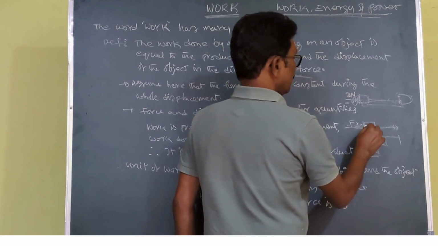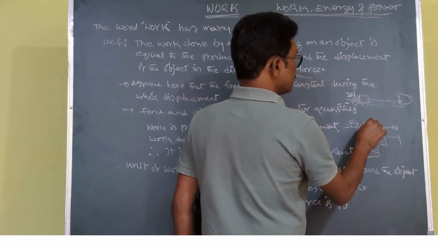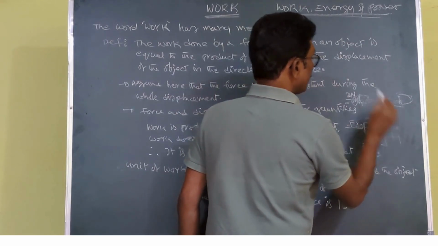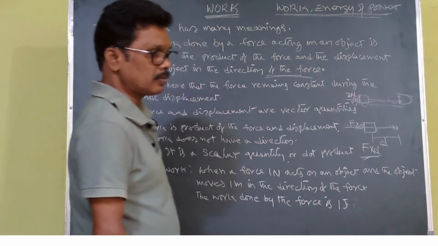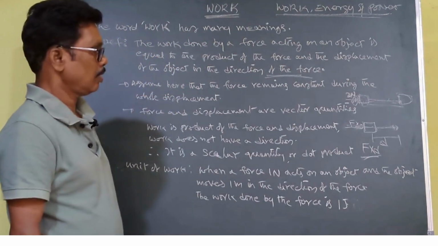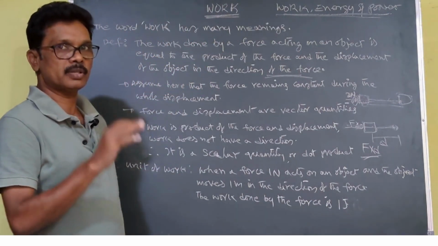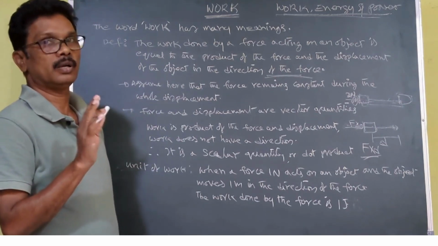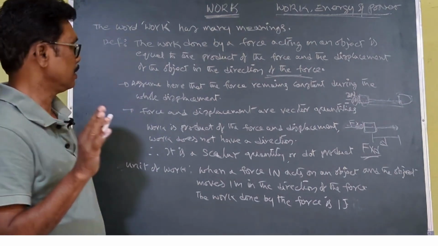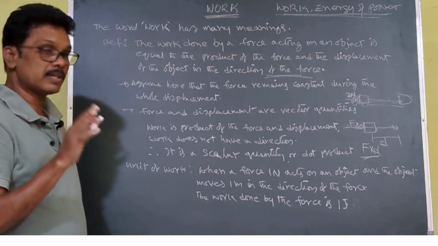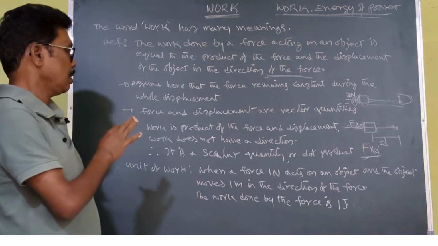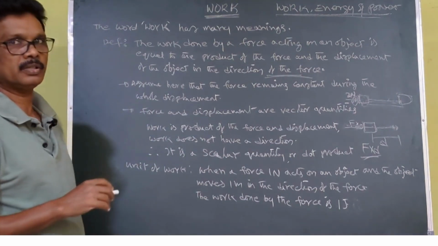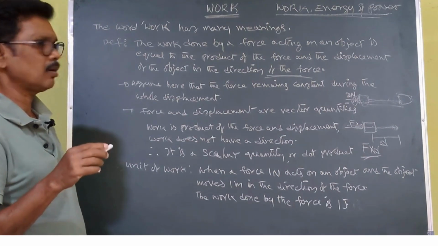So that force is working on that object. That object is displacing from here to here. So that product of force and displacement is work done. Work done does not have any direction. So that's why work done is a scalar quantity, or a dot product.